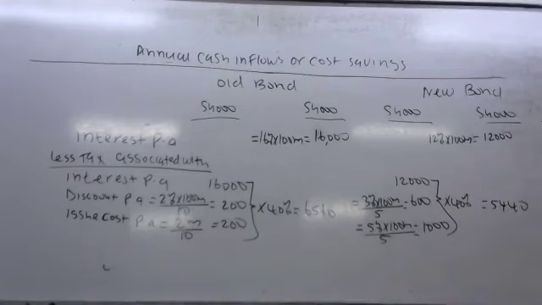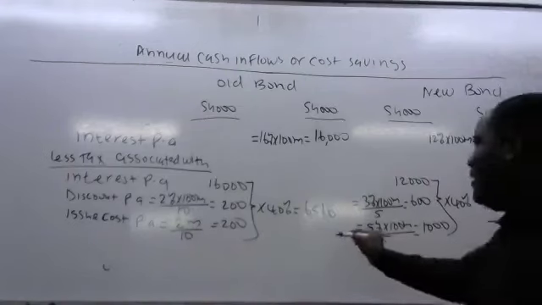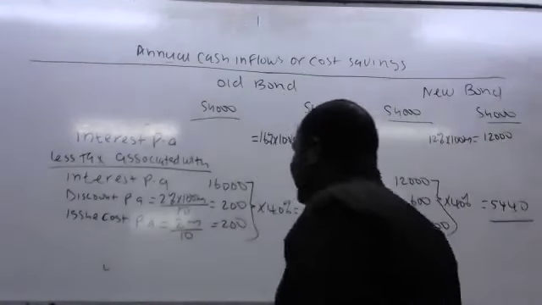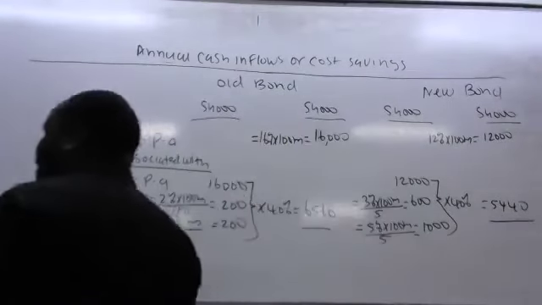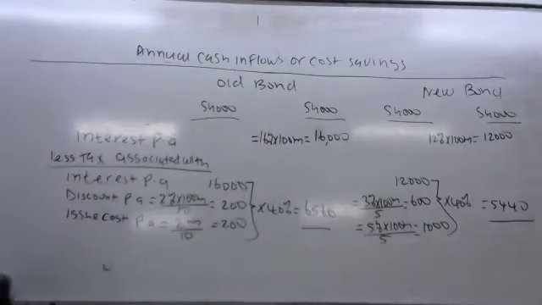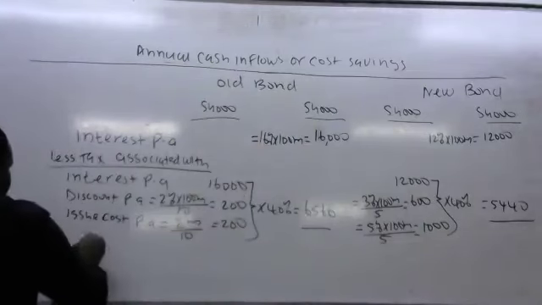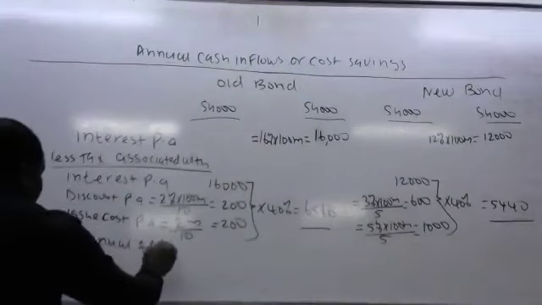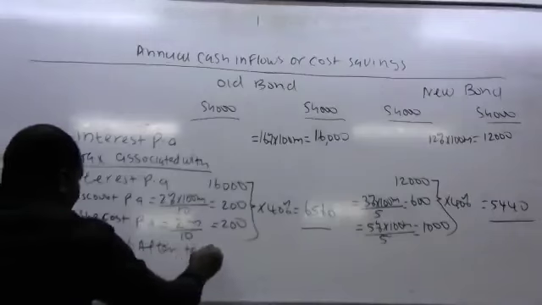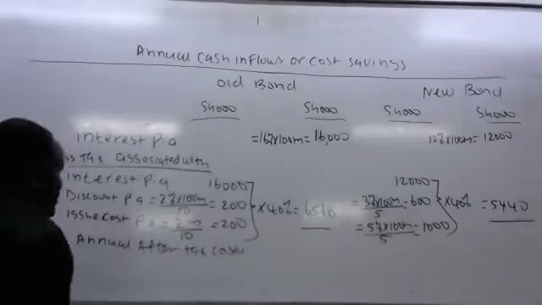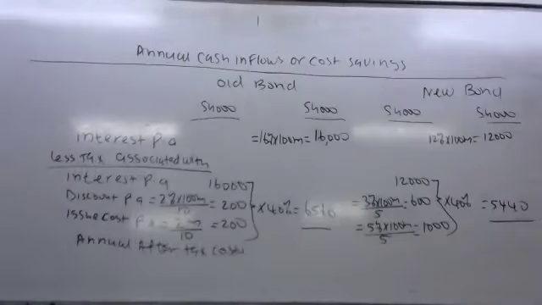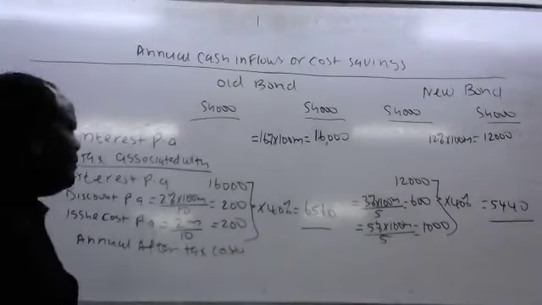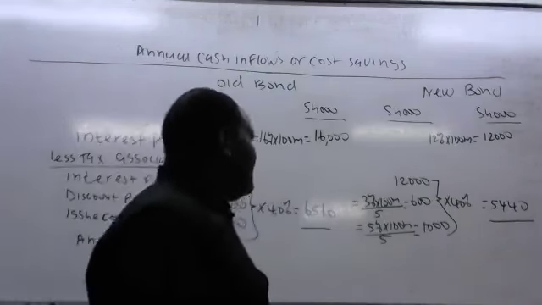Like that. So we are now subtracting this from that, so that we get the annual after tax costs. So you minus this from that.